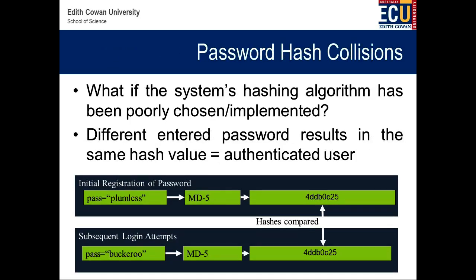If we use a poor hashing algorithm, and if we do not implement iterations, we will end up having some password hash collisions. What will happen if we have a collision? If we use the password plumless, and we use MD5, it will generate this. And if we use the password buckaroo, and the value generated by this algorithm is the same, then a different user will be allowed to access the same kind of resources that a user with the other password was allowed to.